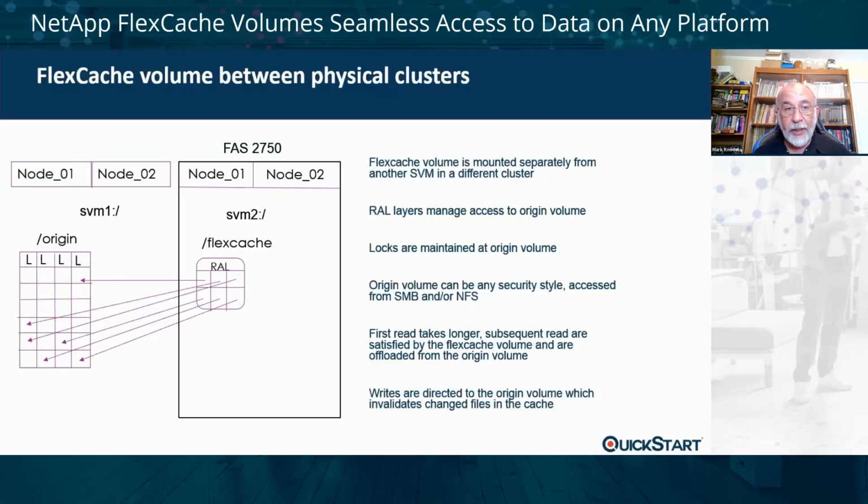Again, everything else stays the same. The locks are maintained and administered at the origin volume. Reads populate the remote FlexCache volume, which is in another cluster, possibly in a different part of the world. And then as writes happen, those writes go to the origin, and the origin gets updated. If there are many copies of that file that might be cached at different locations, then the file caches are invalidated and they have to be reread.